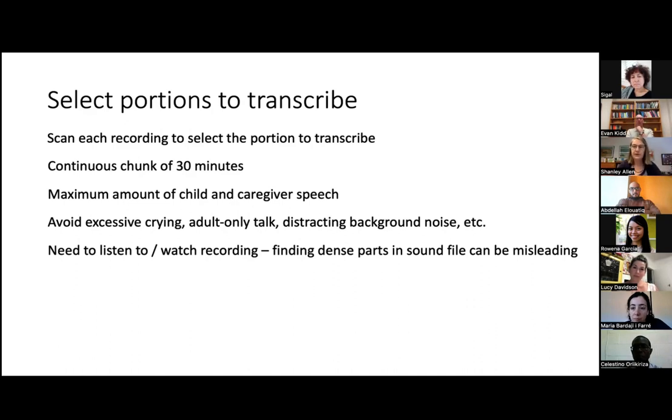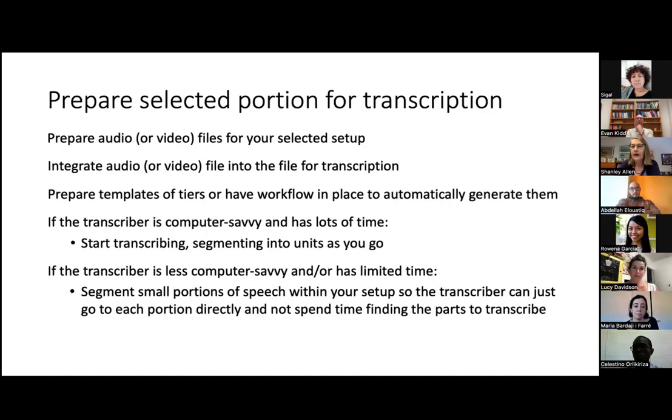So the first step is to select that 30 minutes at each of the 5 ages for each of the 2 kids. And then prepare those selected portions for transcription. So prepare the audio or video files for your selected setup, however they need to be prepared, and then integrate them into the setup, into the file or whatever, so they align properly. And then prepare the templates of tiers.